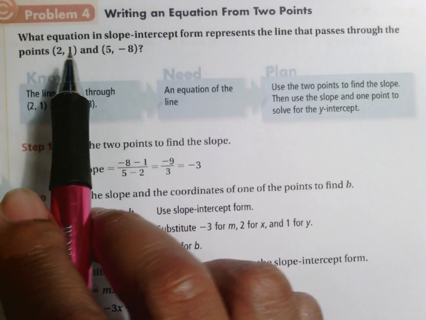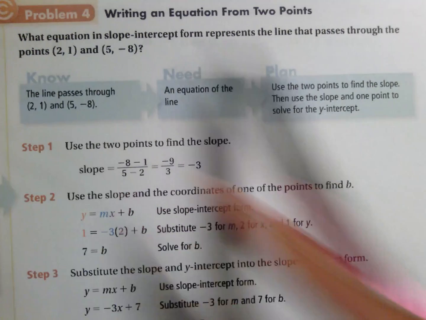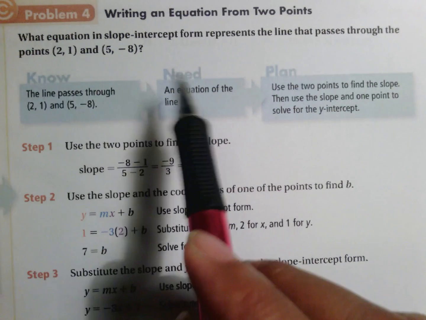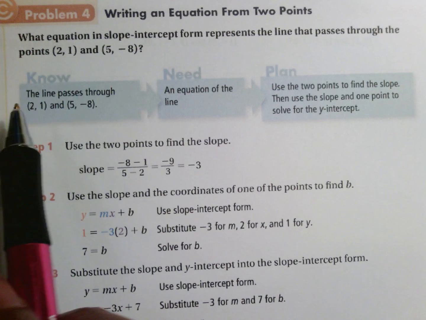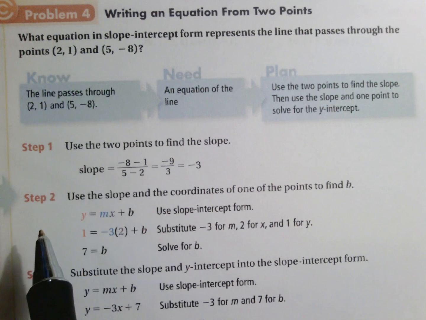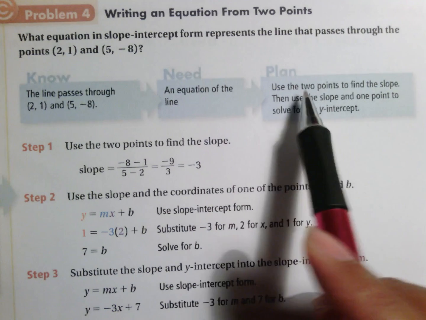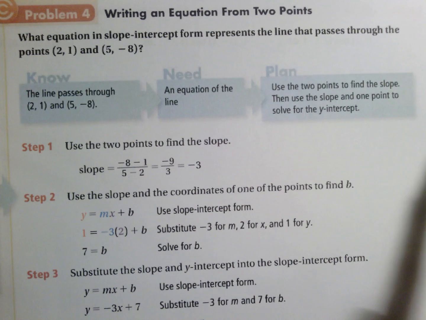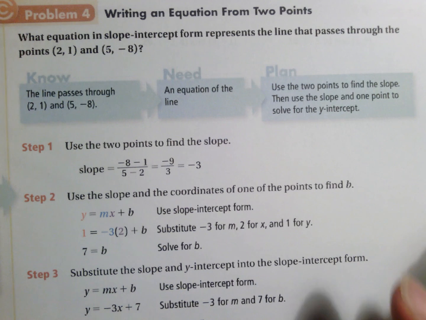It says, what equation in slope-intercept form represents the line passing through the 2 points? Notice how it gives us 2 points. It says, what do we know, what do we need, and what is our plan? So based off what this says, we have a line passing through 2 points, which is what we know. We know we need an equation of a line, and our plan is to use the 2 points to find a slope, then use slope and 1 point to solve for the y-intercept. So let's see what it does.